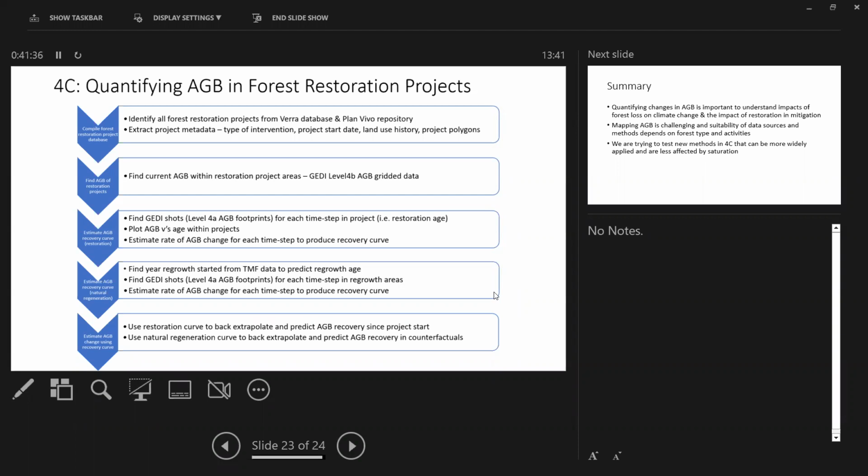There's a lot of this. Months ago, they got fine GEDI shots for each time step in the project. Mm-hmm. But GEDI is only for two years, so how are you going to find the GEDI shot for each time step? Well, what I mean by that is if we have an area in a project that was planted in 2018, say, we'll find all of the GEDI shots for 2018 and get the biomass values. In the area next door that was planted in 2019, we can get all of the biomass values for that area and treat them as independent points and plot them with their age.